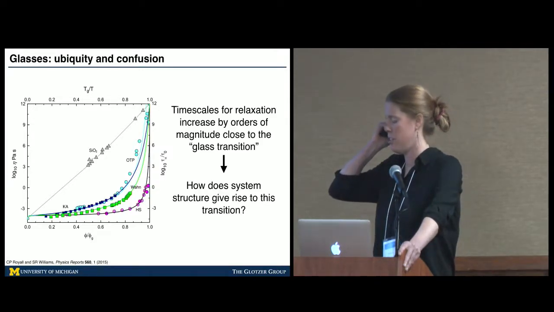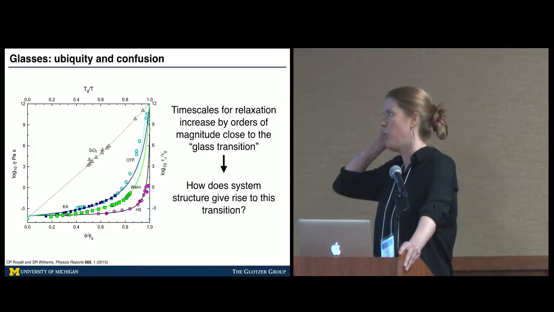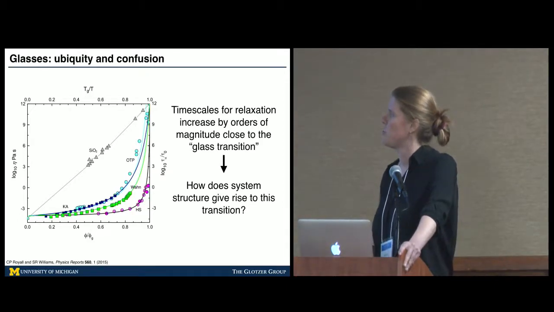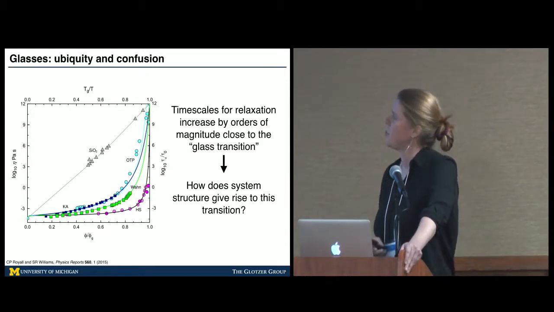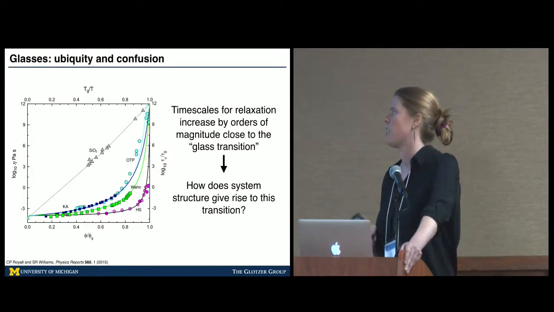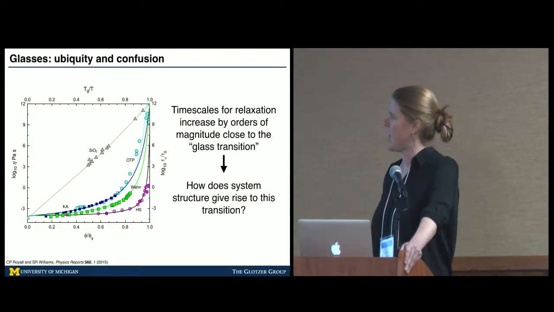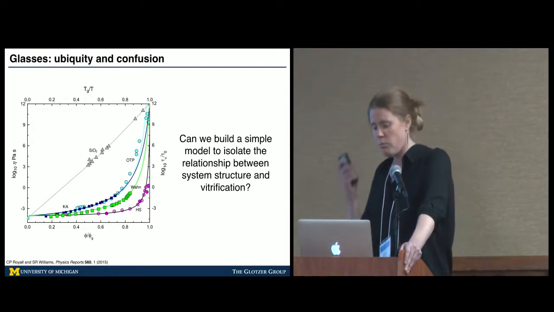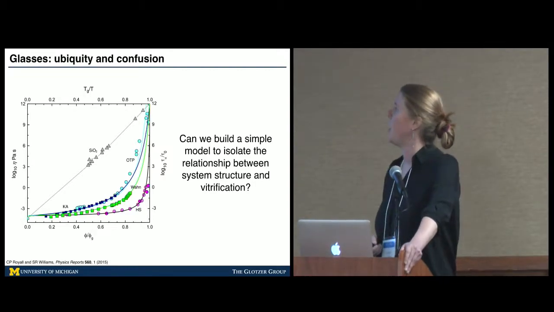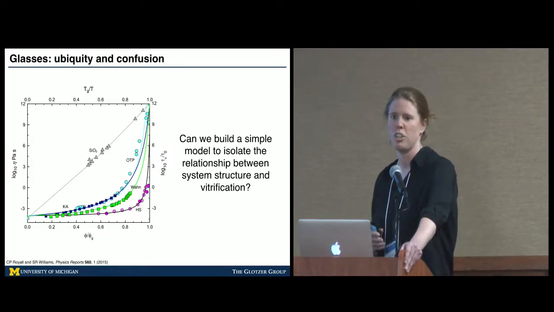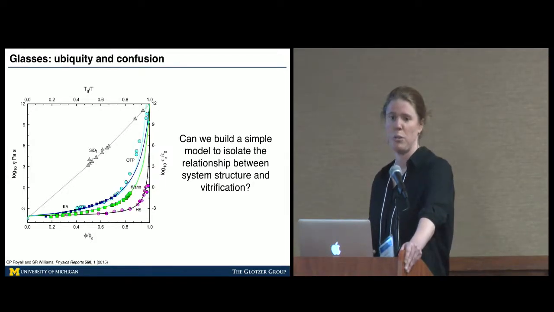And so outstanding questions still remain about this material. One outstanding question that we were especially interested in, and that a lot of people are interested in, is how system structure gives rise to this glass transition. So what's the relationship between the structure of the system and this dynamical signature that we can observe for all these different models? And so when people want to answer that type of question, typically they want a model that's very simple that can isolate the relationship between system structure and vitrification, which just means glass formation.